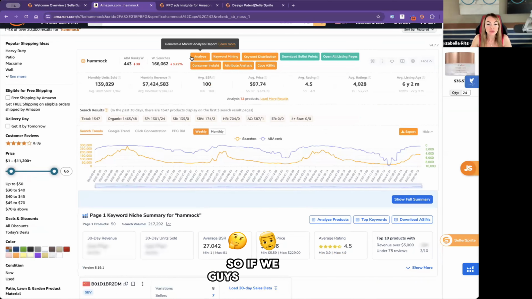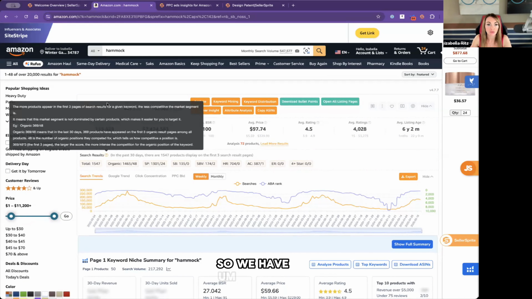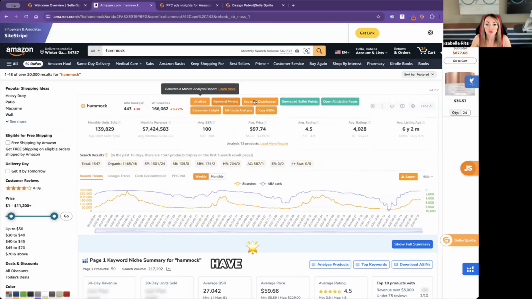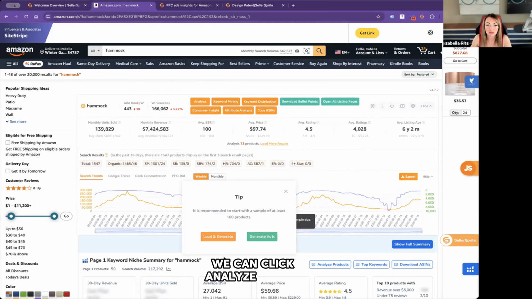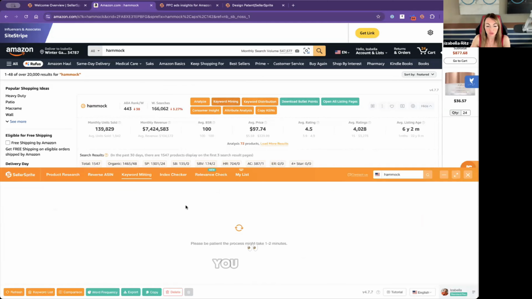So if we take a look at the app, we will be going over the extension today. We have here the keyword hammock, and we have brand rank, we have searches, and now we have so many buttons. So let's go over them. First, we can click analyze, and we will be able to generate the example based on at least 100 products that are on page one.